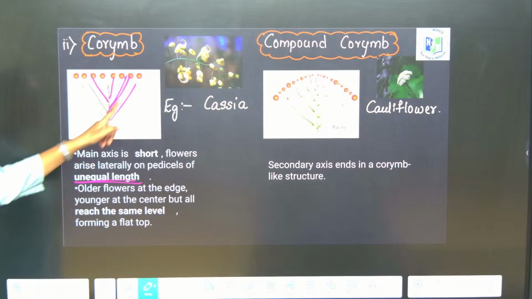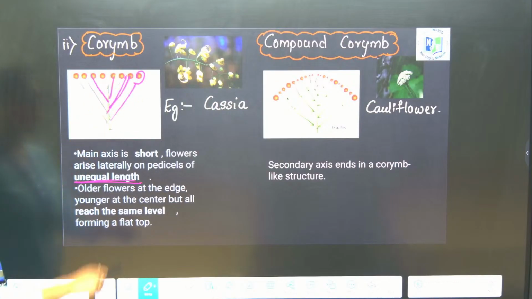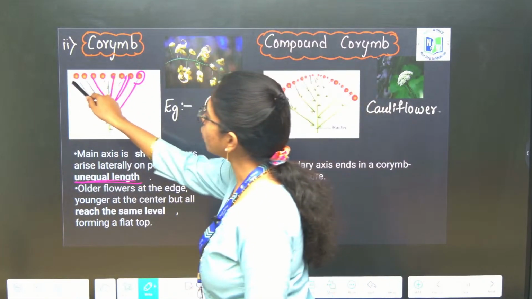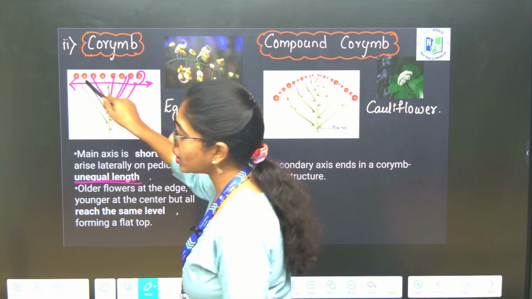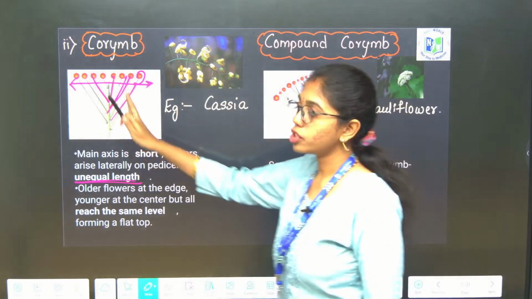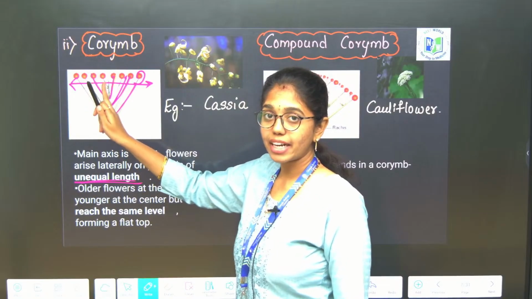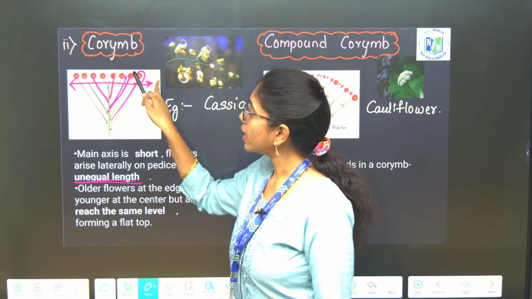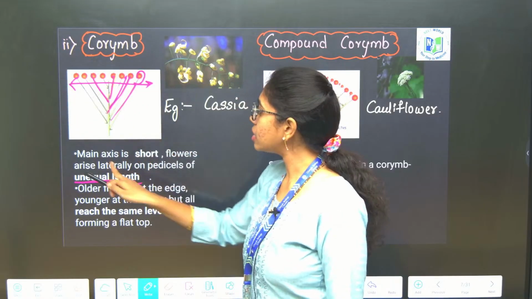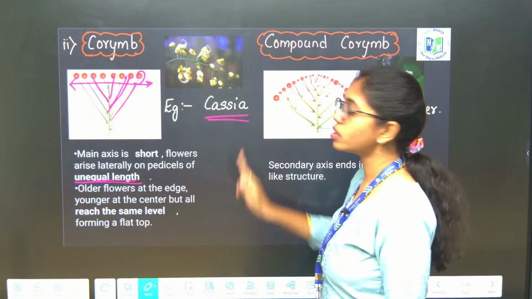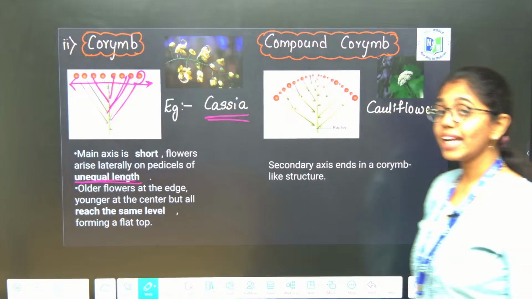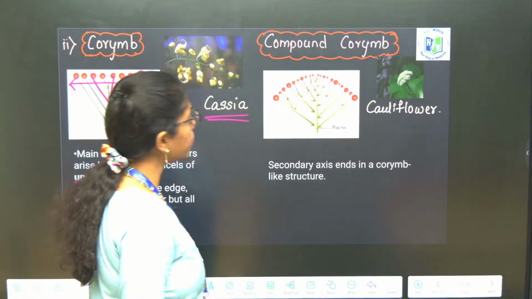Older flowers are at the edge and younger flowers are at the center. They reach up to the same level of height. This is corymb, wherein the main axis is short, flowers are borne laterally and all the pedicels are of unequal length. They are at equal height. This is simple corymb. Example includes cassia.